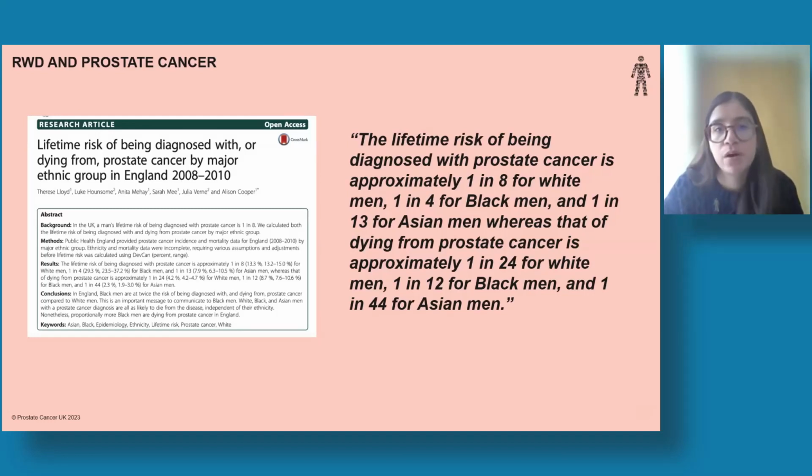This is a paper published in BMC Cancer in 2015, where we calculated the lifetime risk of being diagnosed with and dying from prostate cancer by major ethnic group in England. This is a fundamental paper for us, because this is the paper where we found that 1 in 8 men will get prostate cancer in their lifetime, and that this is double for Black men, which is 1 in 4. This is part of our core communications, and it just gave so many answers to men, and it wouldn't have existed if we didn't have access to real-world data.